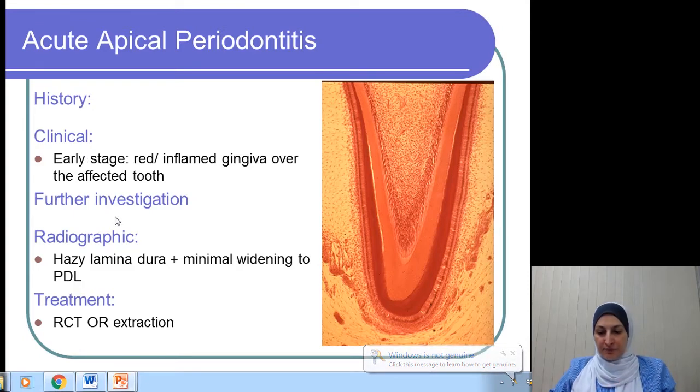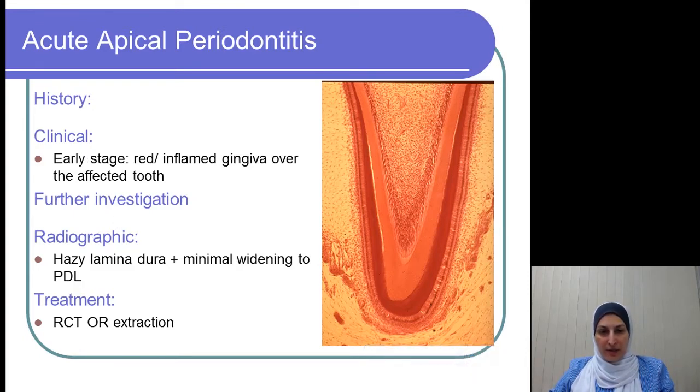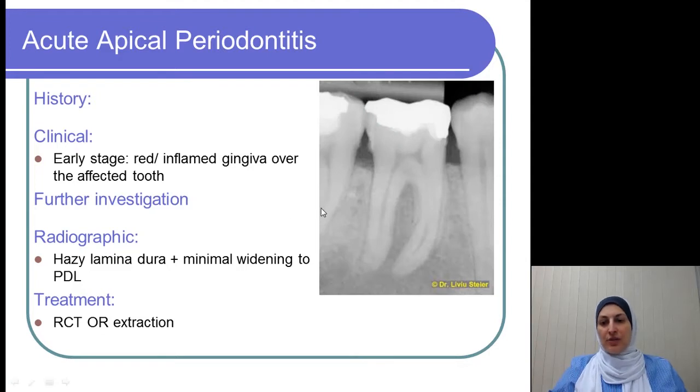When you take a radiograph, I think we have a radiograph here, yes. So when you take a radiograph, I'm not sure if it is clear to you, but normally we have this lamina dura here, which is a radio-opaque line that surrounds the tooth, and this is, in the real anatomy, the compacted bone at the tooth socket.